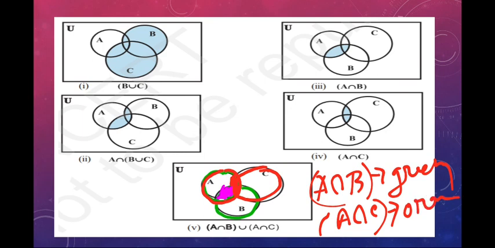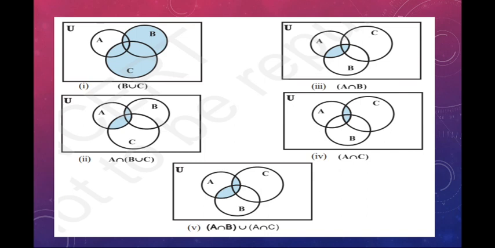So if you apply the union operator between them, this will be the collection of pink as well as orange. This is the collection of these two regions. So that's why this blue shaded region represents (A intersection B) union (A intersection C). In this way you have to represent Venn diagrams.